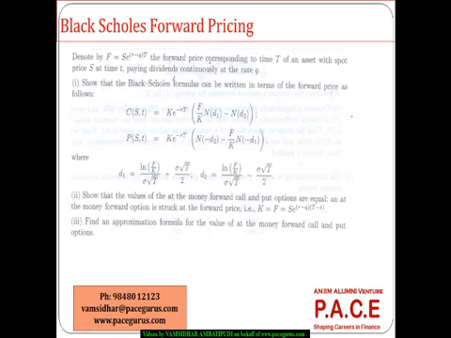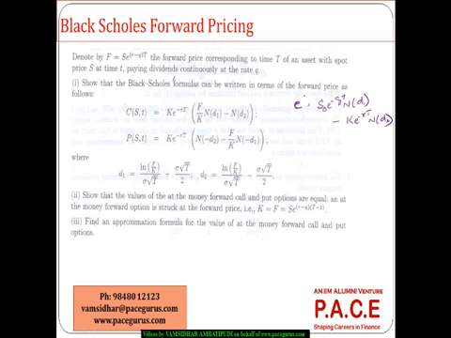Let's look at the kind of Black-Scholes formula that can be computed for a forward price. So basically what we can look at is we'll take for a typical spot price itself, the price of the call option goes as S naught e power minus qt N(d1) minus K e power minus rt N(d2).